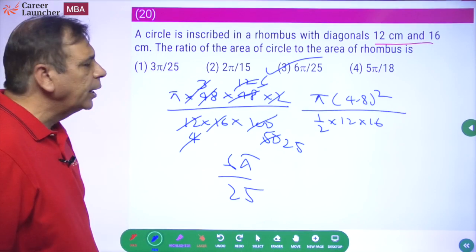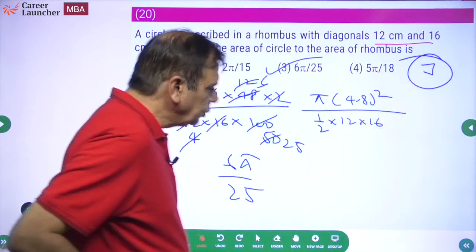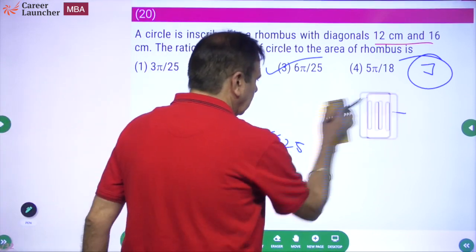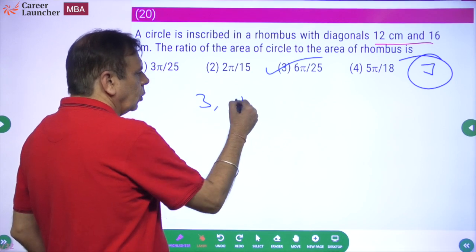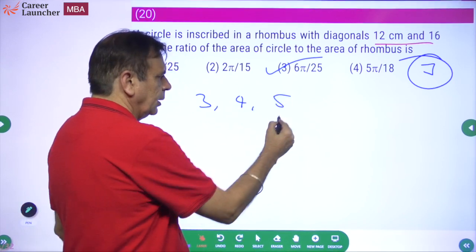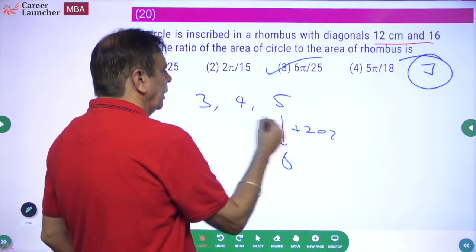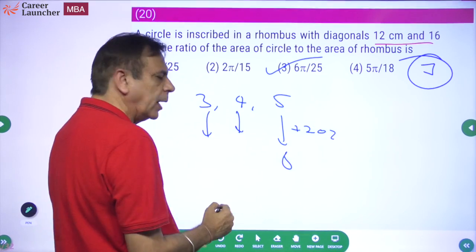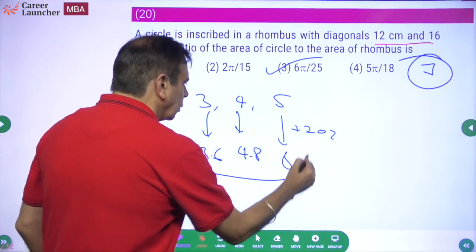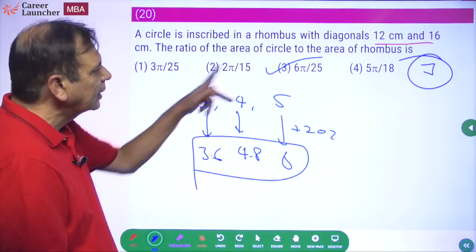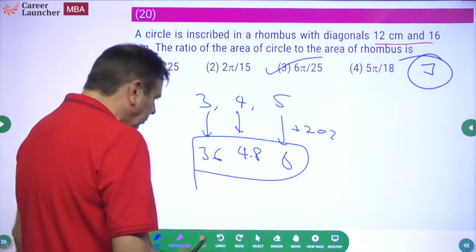What was the jugaad out here? What was the important jugaad out here for you? The important jugaad out here was, I'll write that again. 3, 4, 5 is a Pythagorean triplet. If this becomes 6, that means it has gone up by 20%. The other two should also go up by 20%. This should become 4.8. This should become 3.6. So this is also a Pythagorean triplet, and that is the jugaad I used to reduce my calculation effort and come to the answer faster.